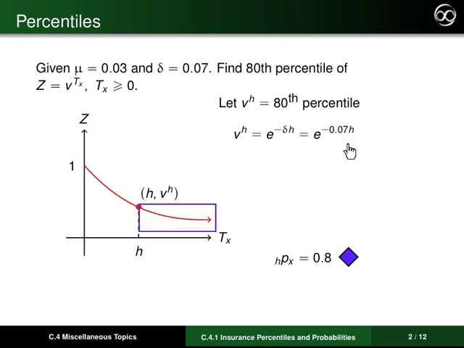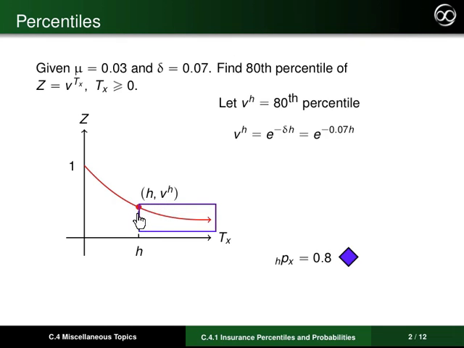What I do when I'm finding a percentile is I draw the pain curve. So we did that. And then I label one of the points on the pain curve as whatever percentile I'm trying to find. So for this problem, I'm trying to find the 80th percentile. So I let this big red dot be my 80th percentile. And then I say, okay, so that's my answer, v to the h.